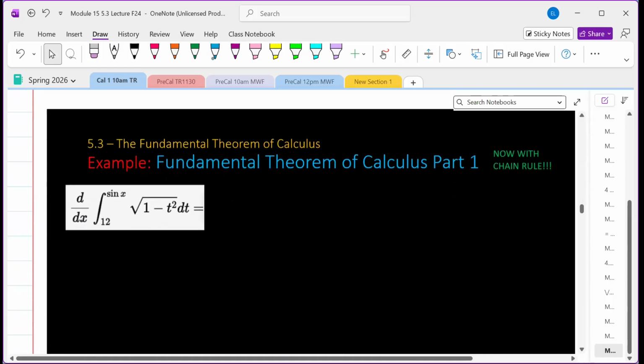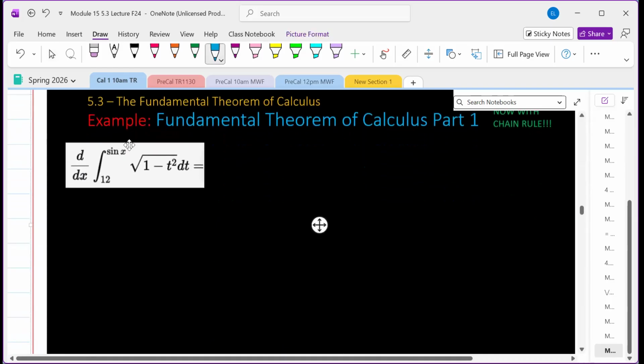Then we got the weird, but what if the bound isn't just x? So we can still work this out. The derivative of the antiderivative, the derivative of the integral, they are still going to effectively cancel each other out. But because I'm doing a derivative and I've got a weird function, I'm going to end up with the chain rule coming into play.